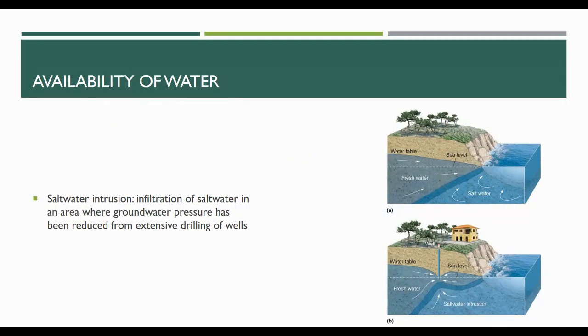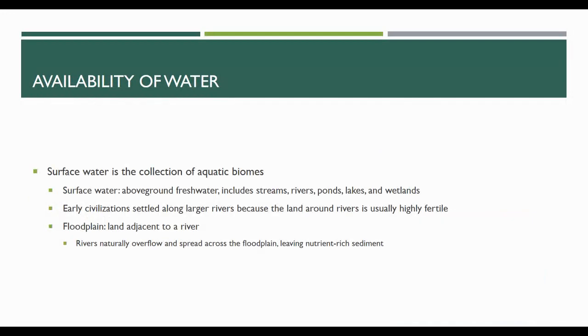Saltwater intrusion can also happen closer to the coastline, where there is an infiltration of saltwater in an area where groundwater pressure has been reduced from the extensive drilling of wells. And that's going to be a problem because we do not want to have any saltwater intrusion on our fresh drinking water.